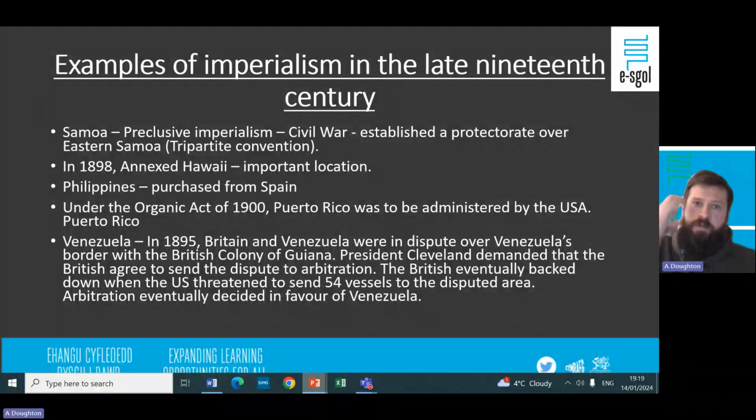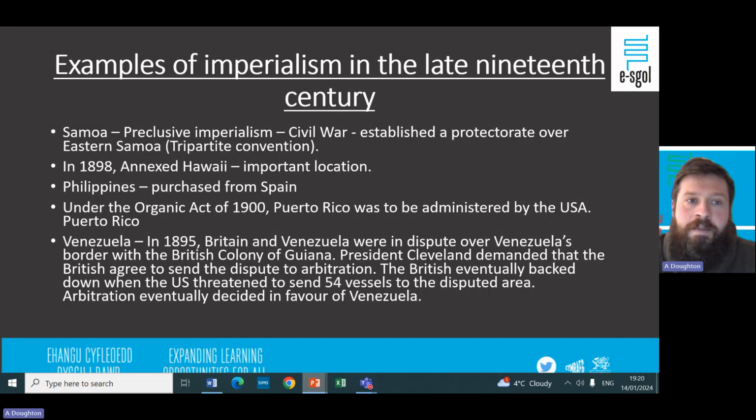Despite these disagreements on whether or not America should become more imperialist, there are some clear signs that they were more imperialist in the 1890s. In Samoa, there was a civil war, and Britain and Germany both had interest in this territory, so America did get involved there. They ended the civil war with a tripartite convention, which allowed America to establish a protectorate over Eastern Samoa. So they shared it with Germany. Now, that is a clear example of imperialism.